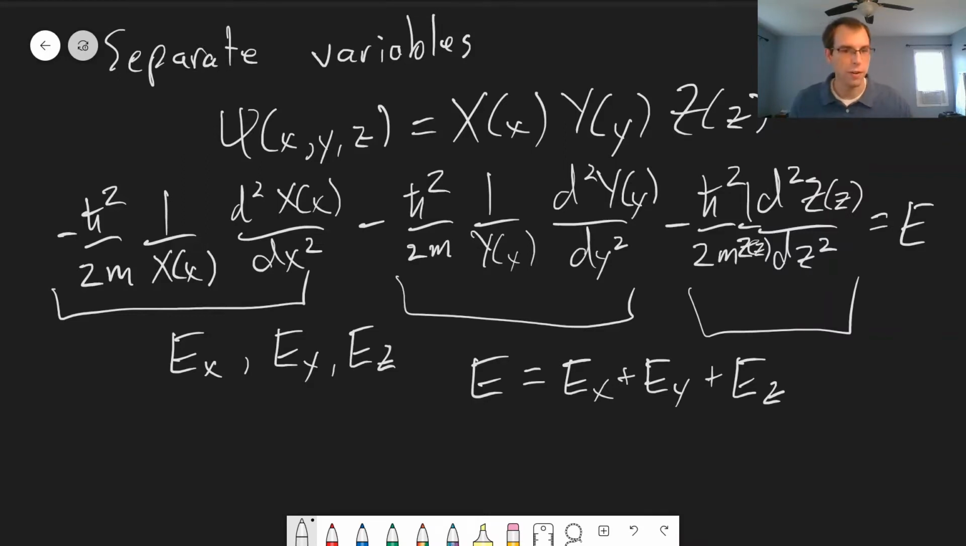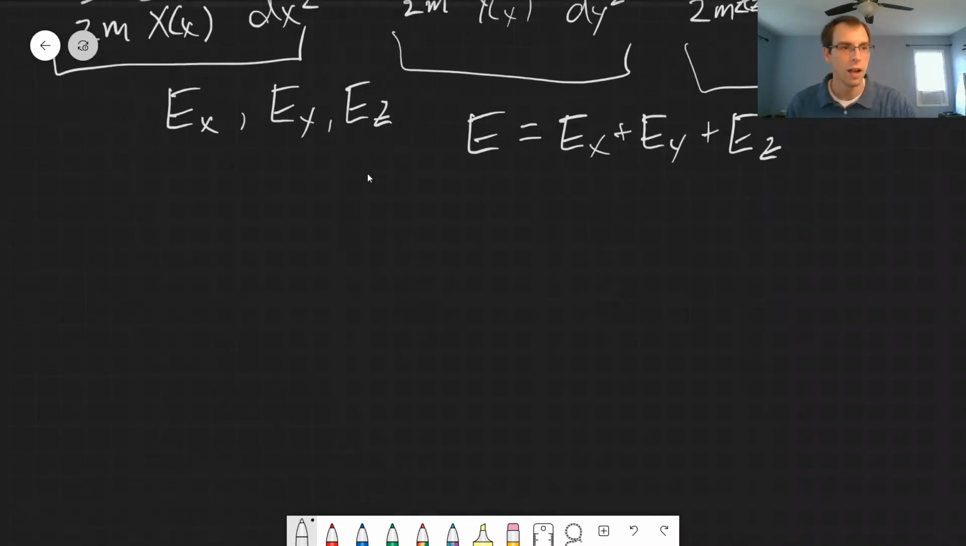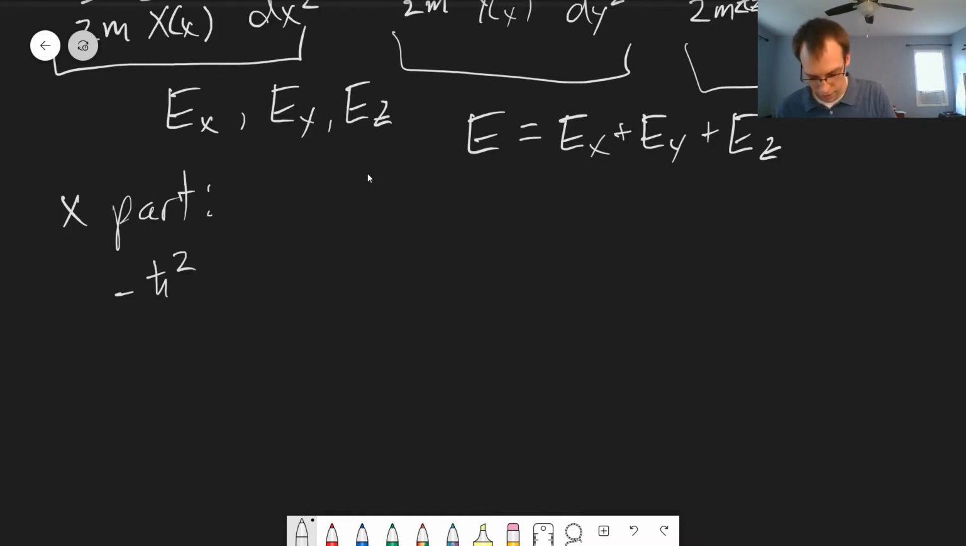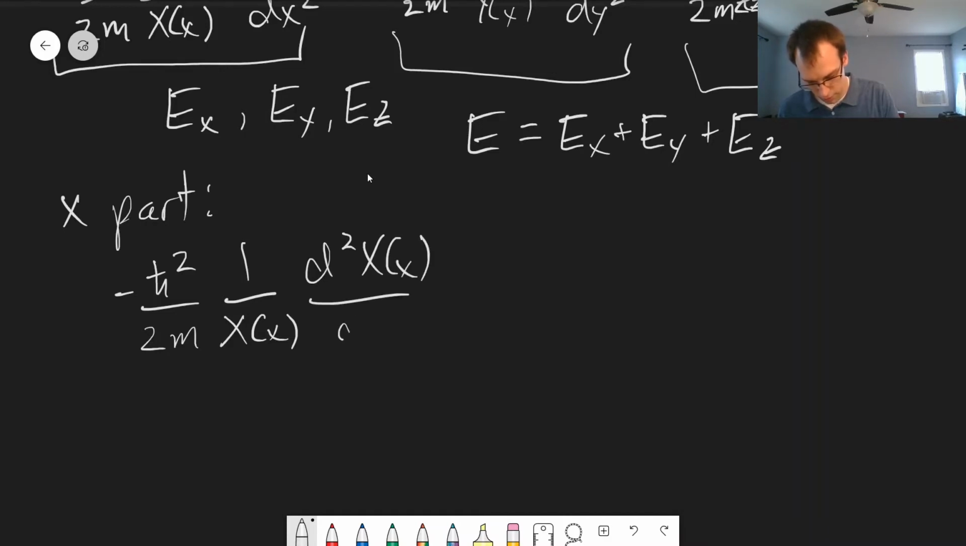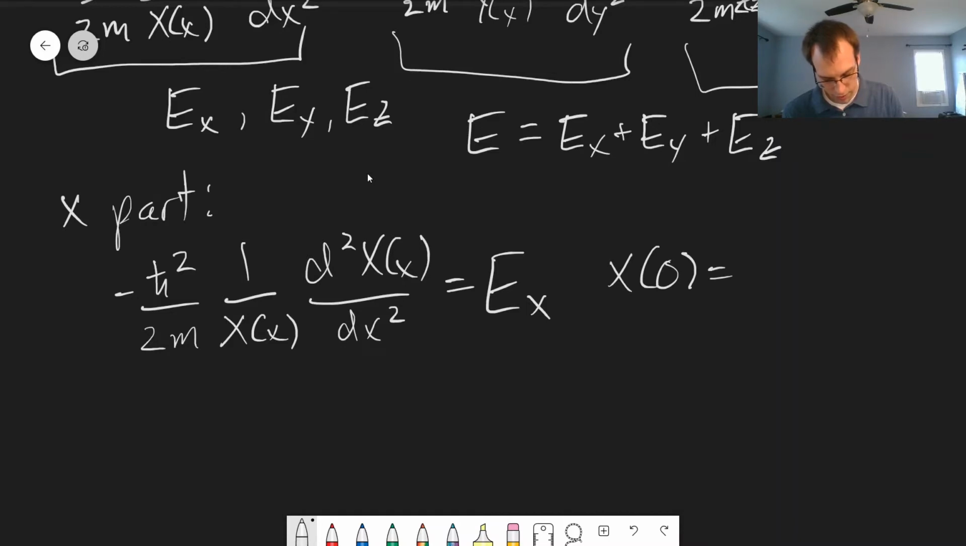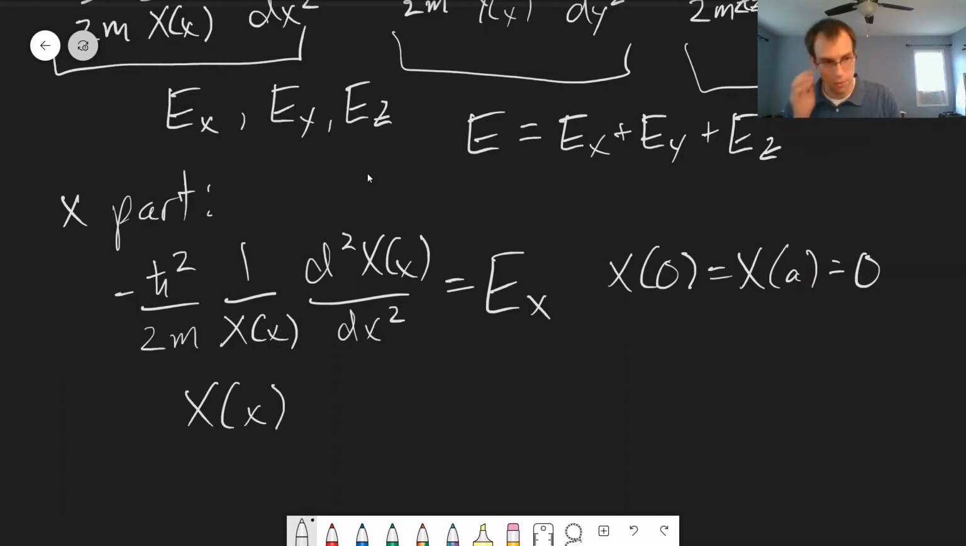So if we look at just one part of this, let's look at just, say, the x part. We have, yet again, something we've seen before. We have negative h bar squared over 2m, 1 over X of x, the second derivative with respect to x of the x part of the function, will be equal to a constant Ex. And again, our boundary conditions, X of x at x equals 0 and a has to be equal to 0. We've solved this problem already. This is the exact same wave equation that we saw previously, and we end up with the exact same solution as we did for the one-dimensional particle in a box.